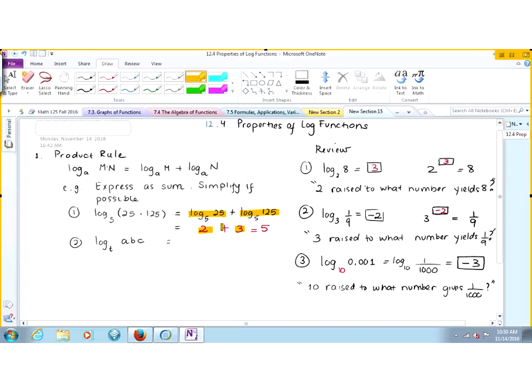Log base 5 of 125 is 3. Log base 5 of 25 is 2. What is log base C of ABC? Log base C of A plus log base C of B plus log base C of C. That's it. You can't do anything else, right?